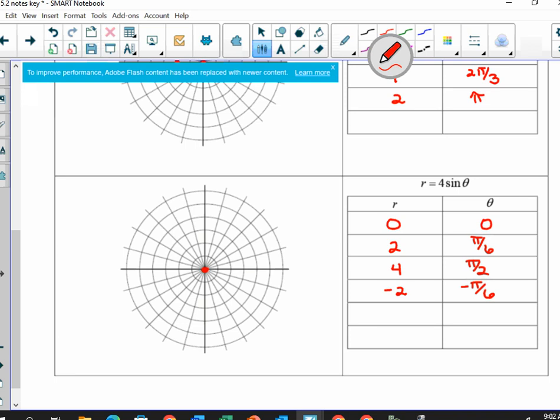Okay, pi over 6 is here. Pi over 2, that one's easy. Okay, the negative pi over 6 is over there. And now I'm going to draw a happy circle. Ta-da!